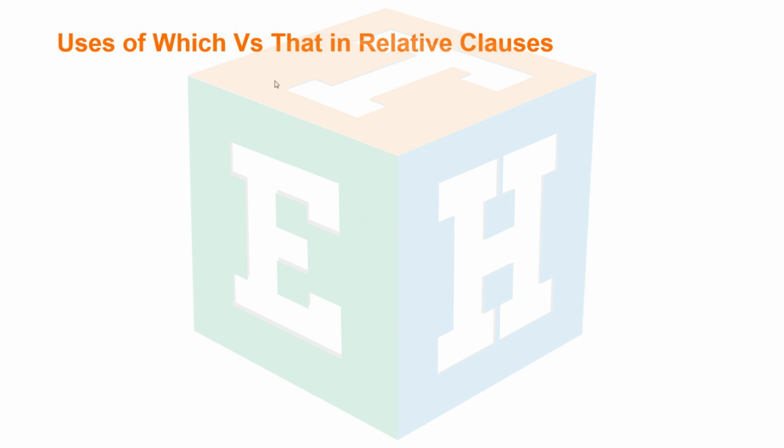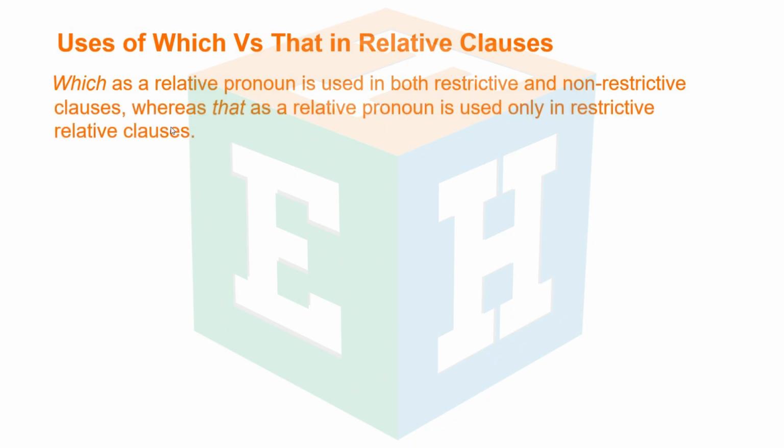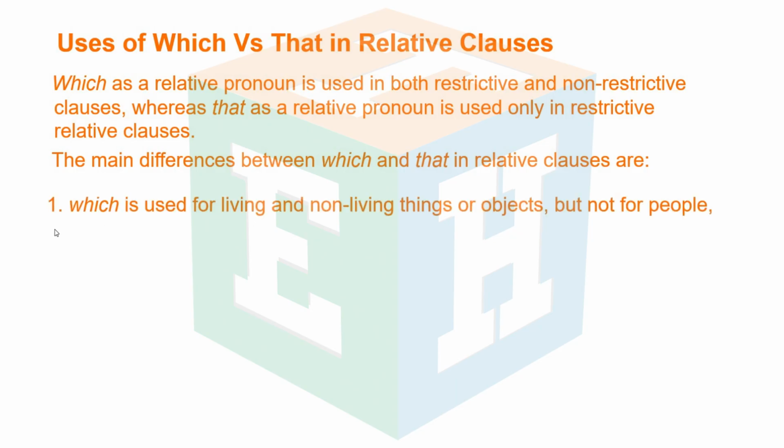Uses of which versus that in relative clauses. Which as a relative pronoun is used in both restrictive and non-restrictive clauses, whereas that as a relative pronoun is used only in restrictive relative clauses. The main differences between which and that in relative clauses are: 1.